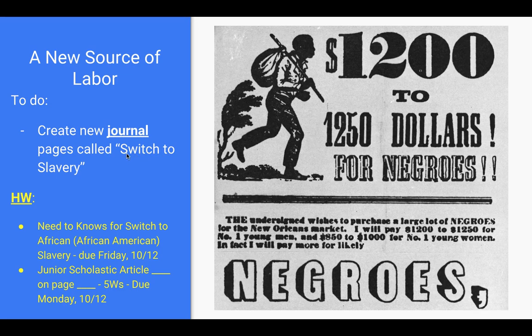You probably want to make a whole new page where the left and the right side are blank. So go to that new page and create Switch to Slavery left side journal page. Pause now.